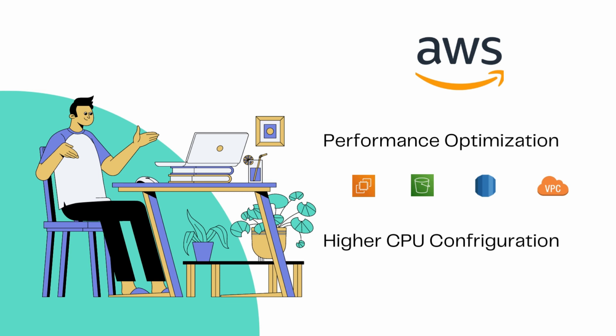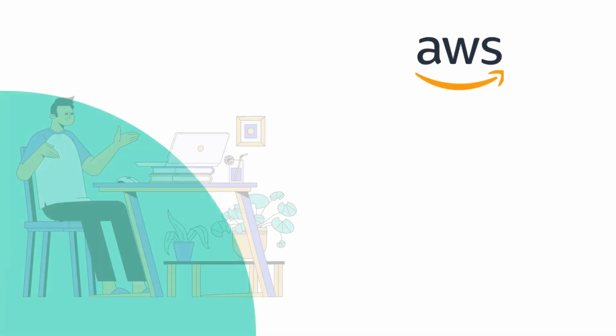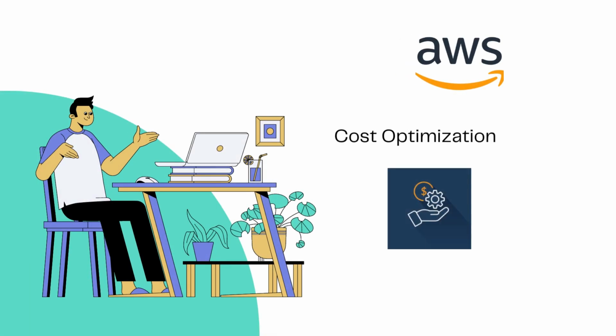The second reason is cost optimization, because all types of instances have different pricing structures. So we can analyze, according to our workload requirements, which kind of instance is more suitable and most cost effective, and also reduce our AWS bill.